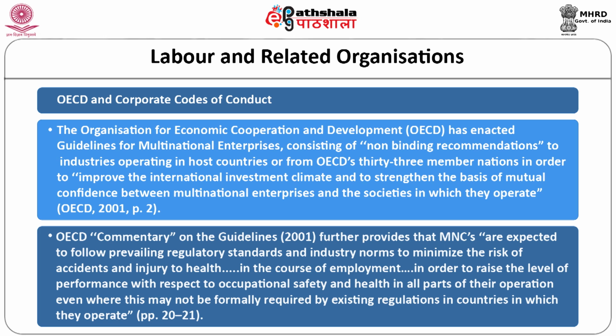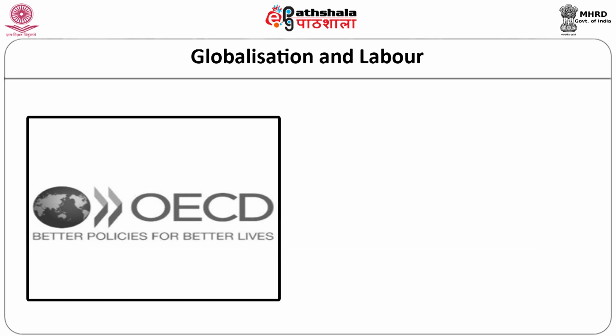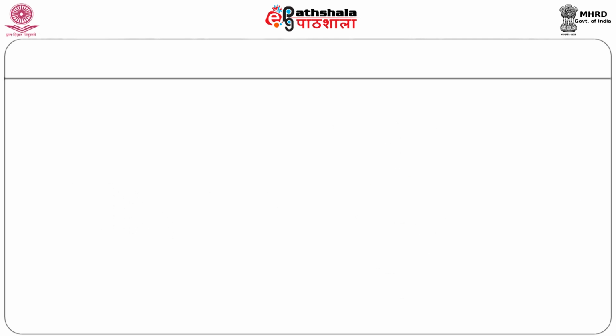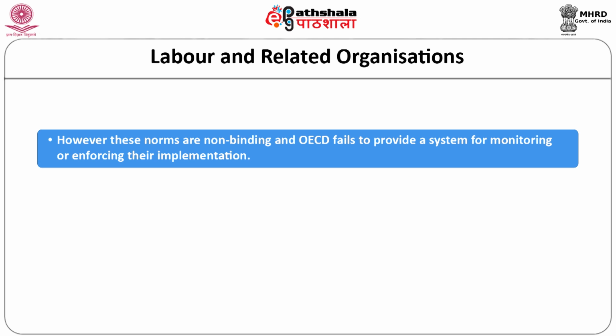OECD commentary on the guidelines further provides that MNCs are expected to follow prevailing regulatory standards and industry norms to minimize the risk of accident and injury to health in the course of employment, in order to raise the level of performance with respect to occupational safety and health in all parts of their operation, even where this may not be formally required by existing regulation in countries in which they operate. However, these norms are non-binding and OECD fails to provide a system for monitoring or enforcing their implementation.